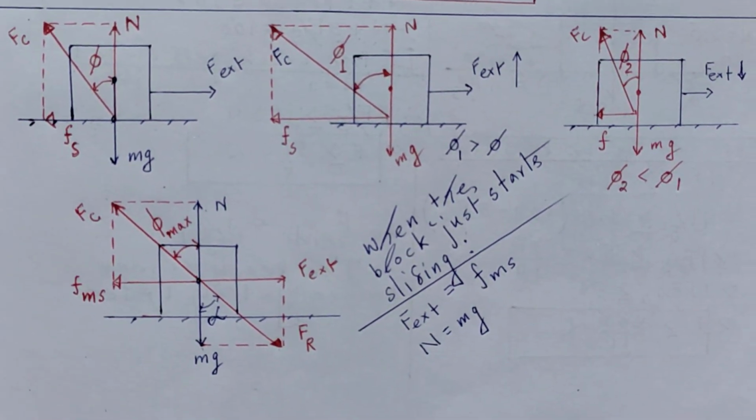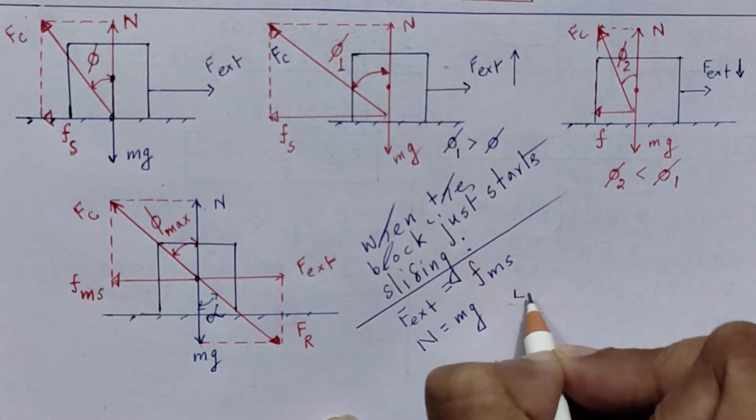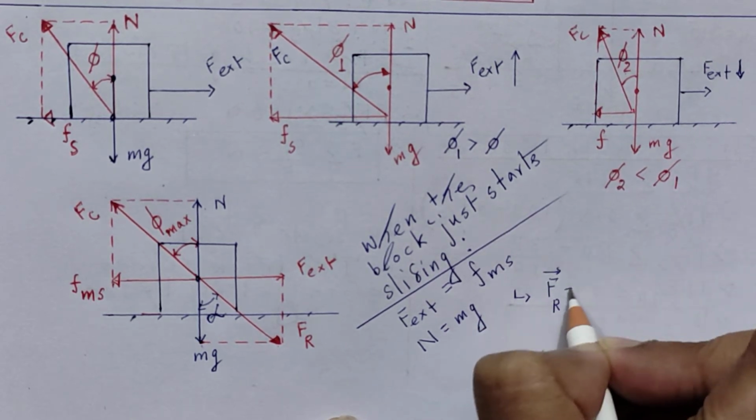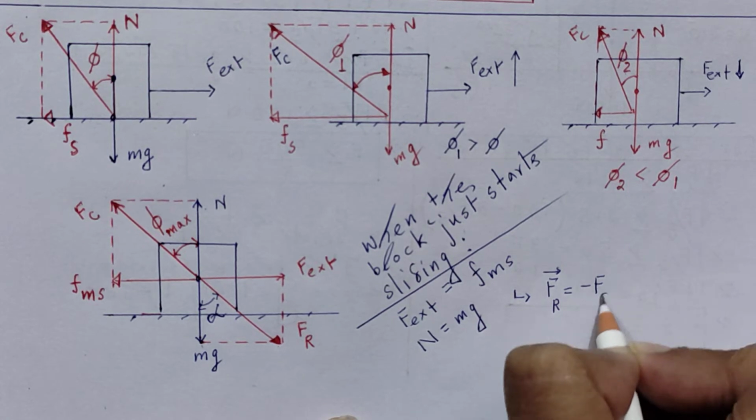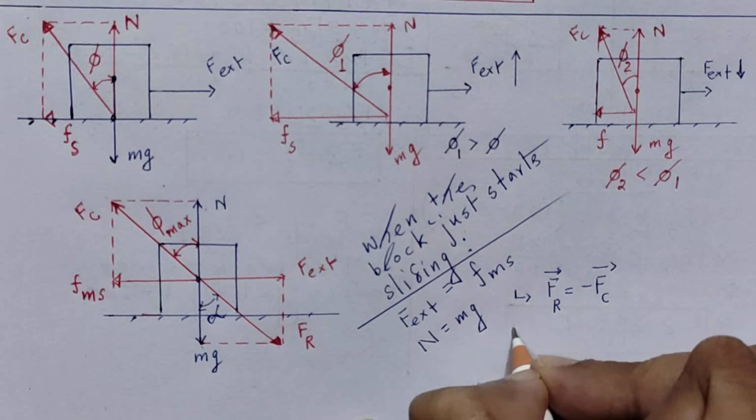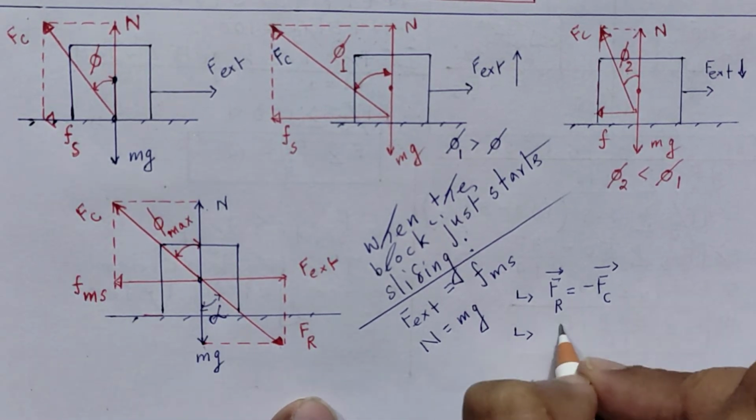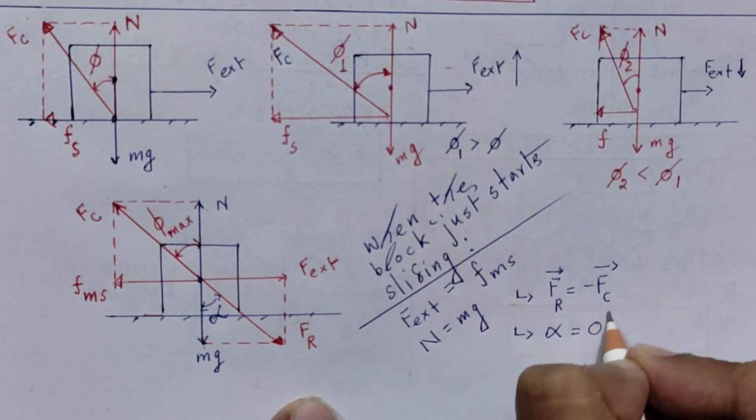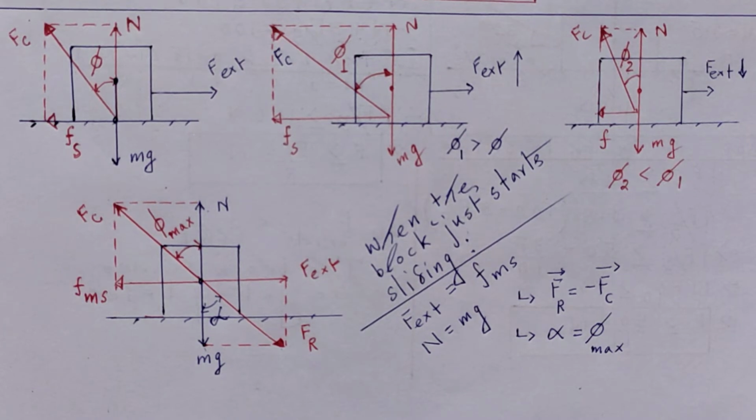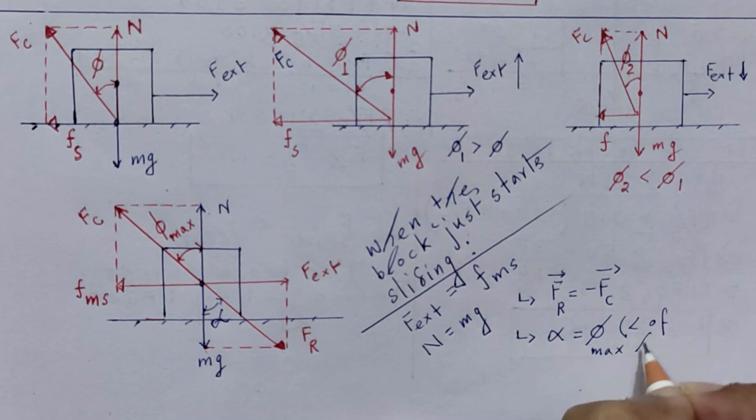Okay. So when the block just starts sliding, we can infer two things. First and foremost, this resultant force is equal in magnitude but opposite in direction to the contact force. That is one conclusion. Second conclusion is that this angle alpha is equal to phi max. And what is this phi max? This phi max is nothing but the angle of friction.